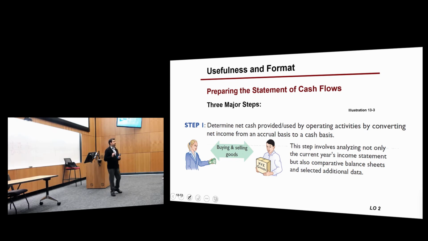Operating activities. Then you have investing activities. And finally, you have financing activities. Okay? Now, there are 3 major steps in preparing the statement of cash flows. The first one is where you look at the operating activities. This is when you're trying to convert net income to net cash from operating activities.